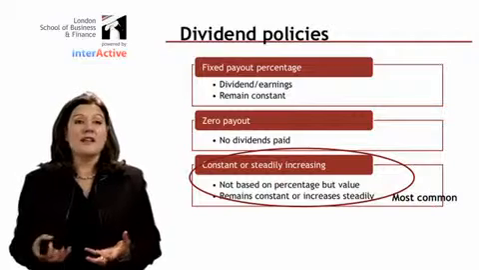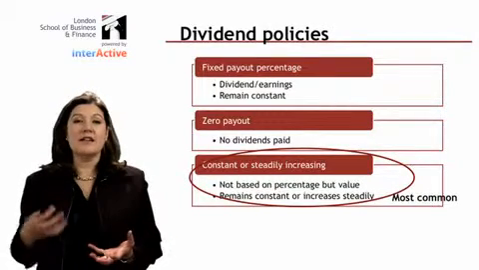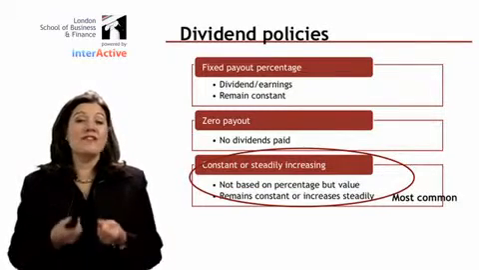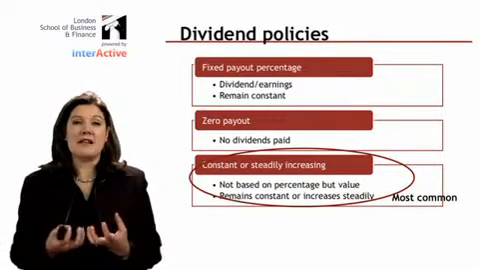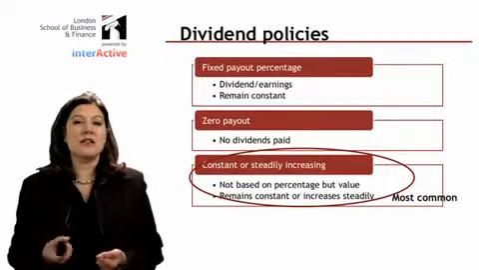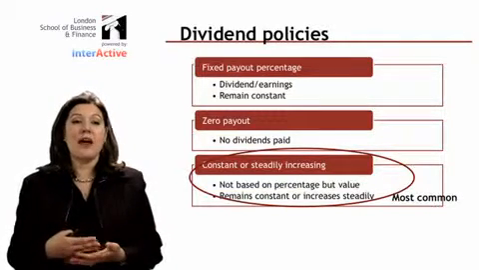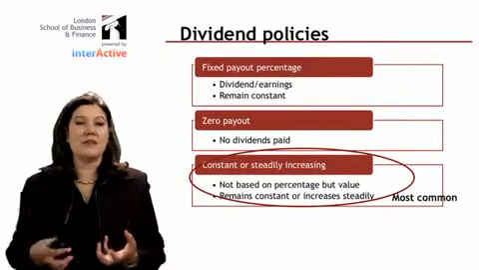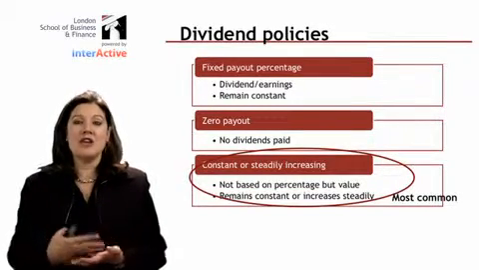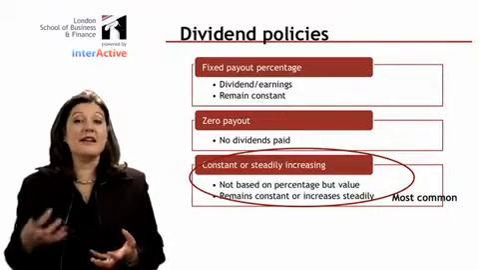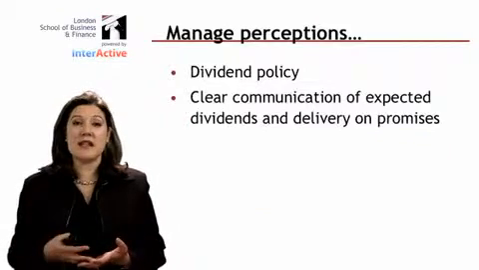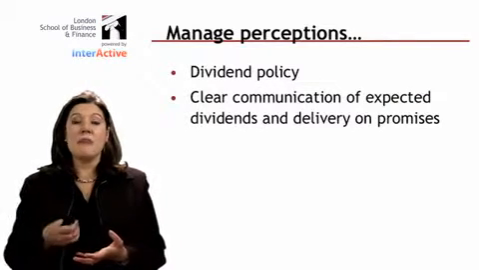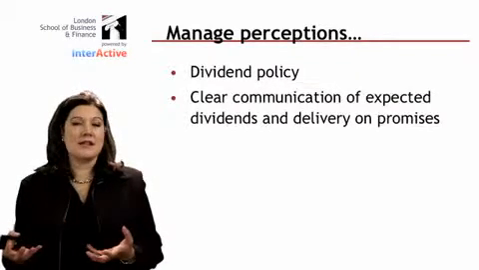The last option is a constant or steadily increasing dividend that is paid. This isn't a percentage of profits, but rather a fixed amount of pounds or pence that a shareholder can count on. So if, for example, I say that I will pay 5 pence to my shareholders, increasing at a growth rate of 2% per year, as the shareholder, I can know that next year I'll at least get the 5 pence plus the 2%, and the year following that, and so on. It remains constant or it increases.